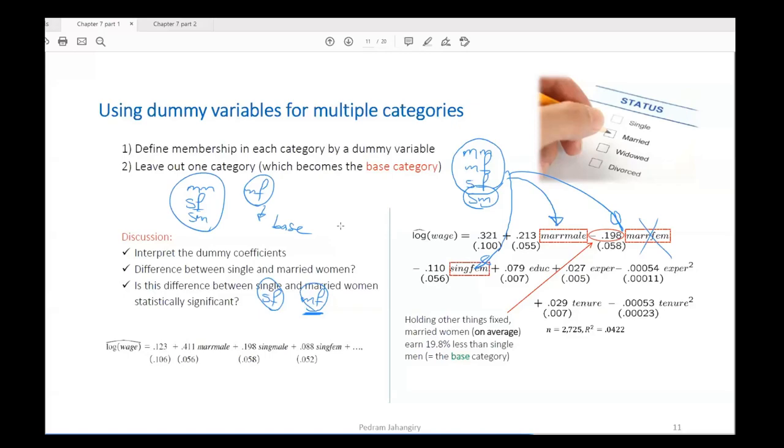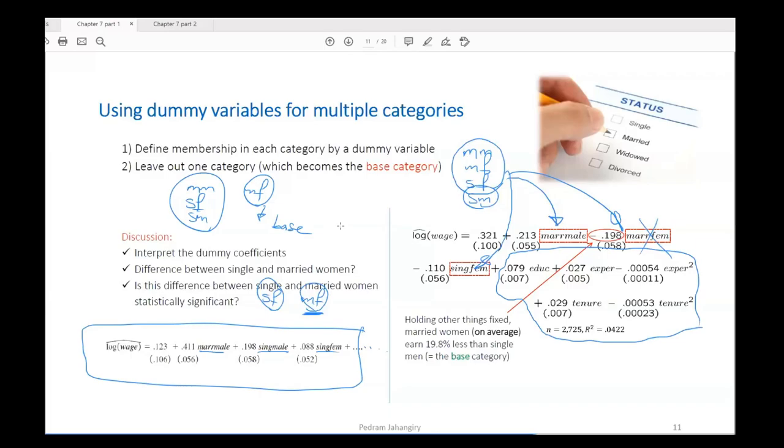Look at that, 0.41 for MM, 0.198 for SM, 0.88 for SF. The rest I just put dot, dot, dot, because nothing is going to change. The rest of the regression is unchanged because it has nothing to do with the interaction terms. Now, what is the question asking? Is the difference between single female and married female significant? Do I have single female in the model? Yes. Do I have married female in the model? No. Good news. It means that this coefficient is already relative to married female, my base group.